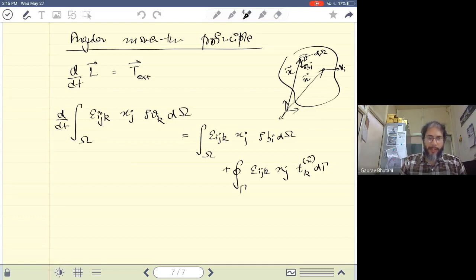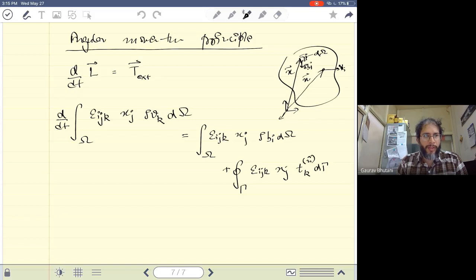Now we have to simplify this equation. So let's do that. Let's work on the left hand side first. On the left hand side, what we want to do is move the d by dt term inside. Now there's no point of having a d by dt of epsilon because epsilon does not depend on time. But x, which is the Eulerian coordinate, does depend on time.